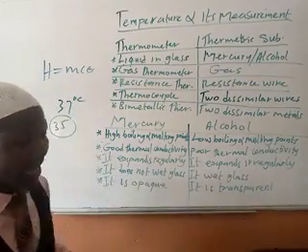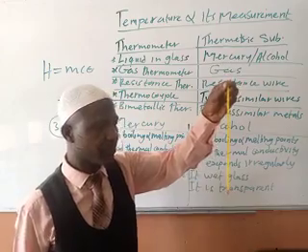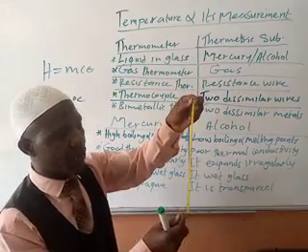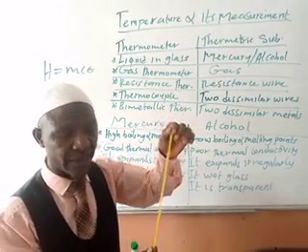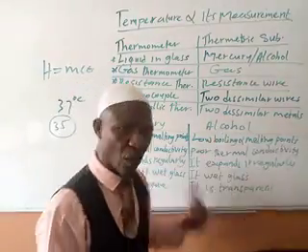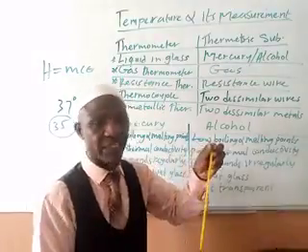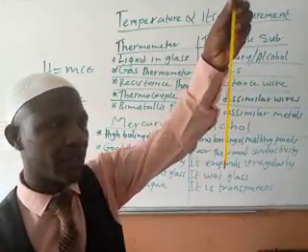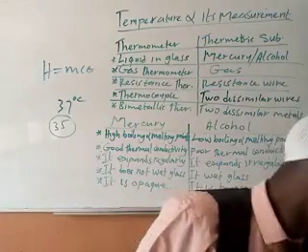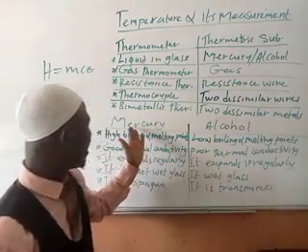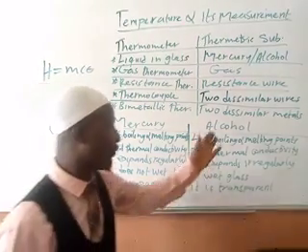Then mercury does not wet glass. Look at this one now. This one is alcohol. That's why it's colored. If you use mercury alone, you see it directly. If you use alcohol, alcohol is colorless. So before you can use alcohol as thermometric substance, you need to color it. Like this one, you can see that it is colored, so that you can see it at its rising or falling. So that's why the mercury in glass thermometer is preferred in most cases than that of alcohol.